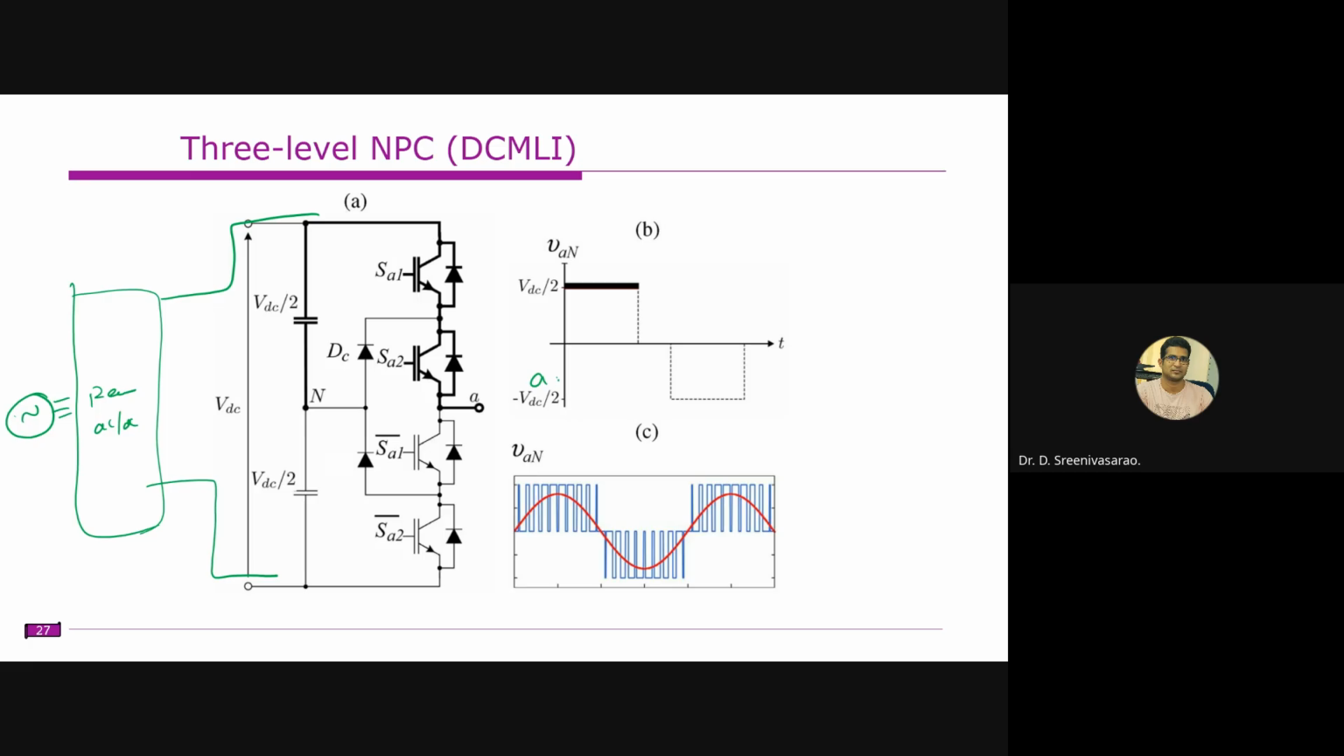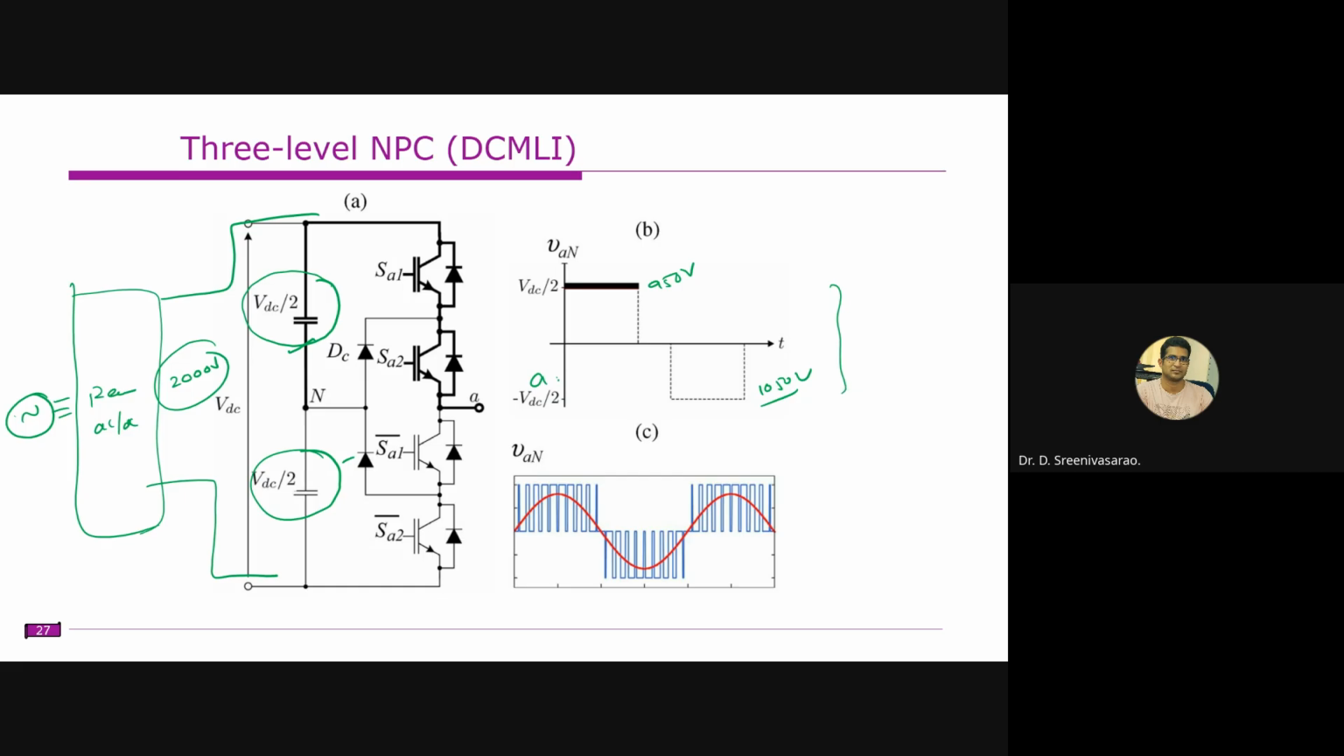So now the thing is that we need to balance these two capacitors, right? Let us assume this voltage is 2000 volts. These two DC links are supposed to be 1000 and 1000. If it is not 1000, let us assume some deviation is there. Let us assume this is 950 volts and this will be 1050 volts.